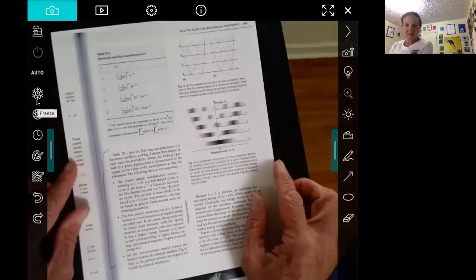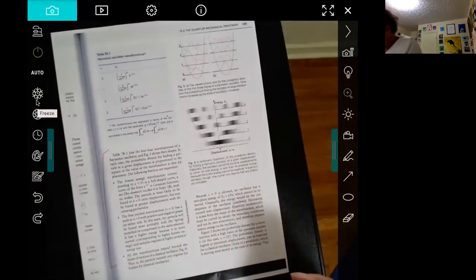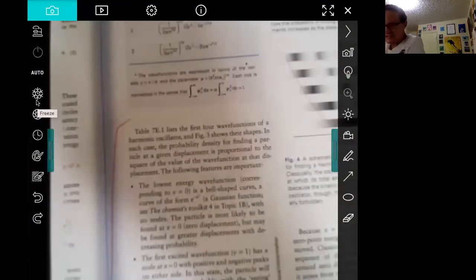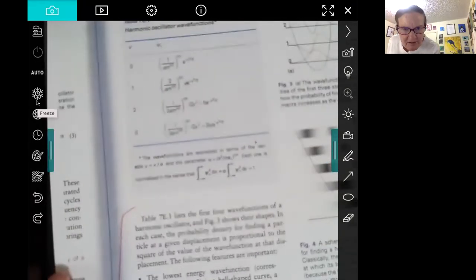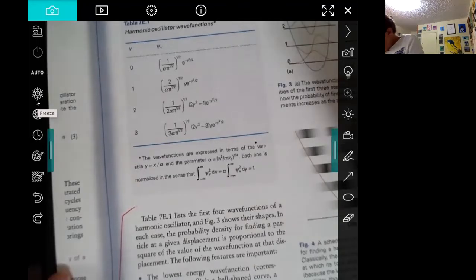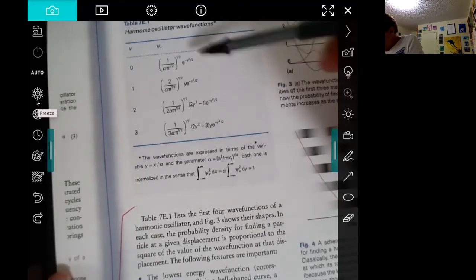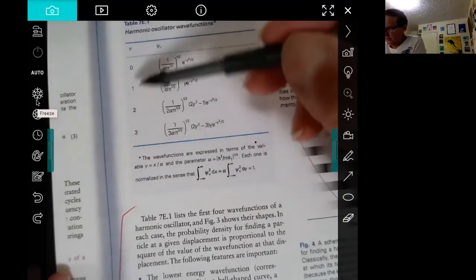So the energies are quantized, and the wave functions are given in this table on page 349. Let's see if we can zero in on them. They're all Gaussians, and everything except the ground state has a polynomial in front of it. It's called the Hermite polynomial. So each of them has this Gaussian part, and then they get more and more complex as you get to bigger quantum numbers.